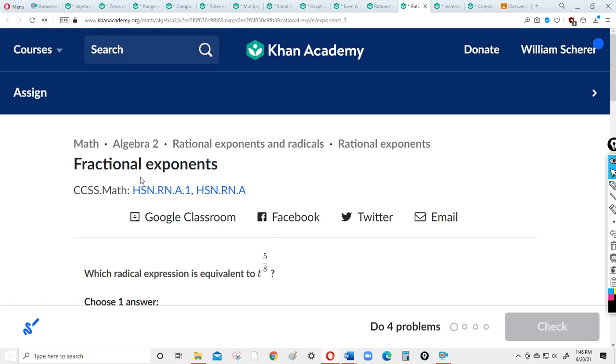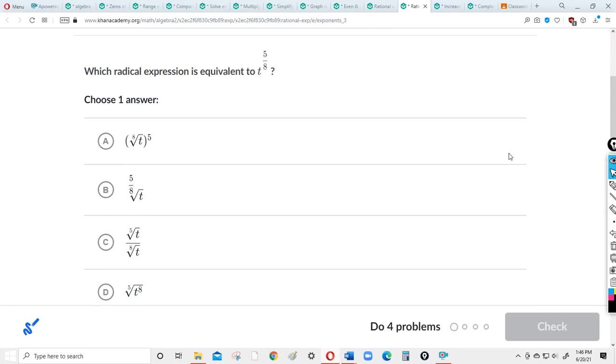Alright, this will be for the assignment on fractional exponents. It's pretty easy. The main thing to remember is that when you have a fractional exponent, the numerator is going to be the new exponent, and the denominator is going to be the root.